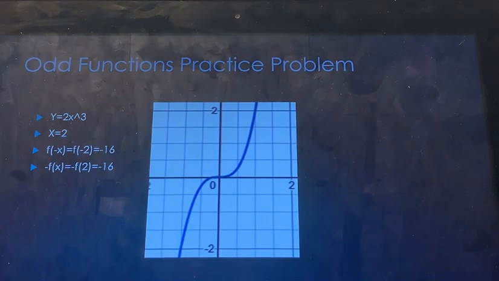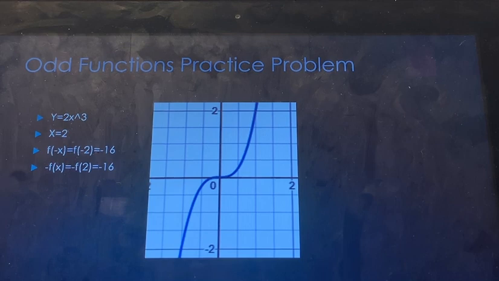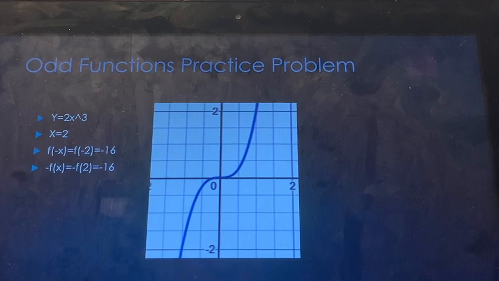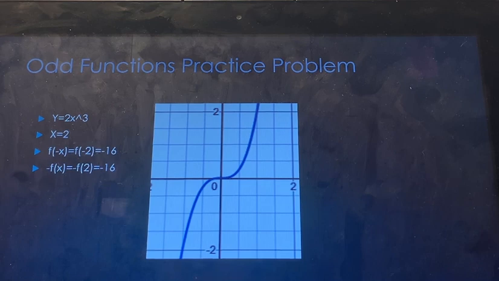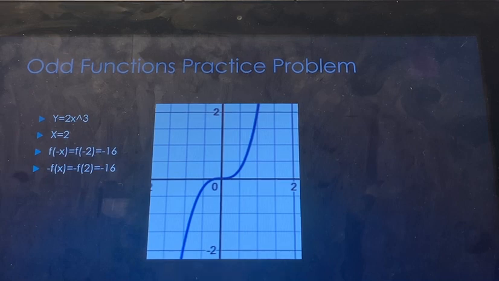So if we take this practice problem, let's look at the equation first. Y equals 2x cubed. Well, right off the bat, we know it's odd because the 3 in x cubed is an odd number. But let's check using our formulas. So let's say x is 2. Well, we know that f of negative x equals negative f of x. So if x is 2, that's going to be the same as f of negative 2. Negative 2 cubed is negative 8, times 2 is negative 16.